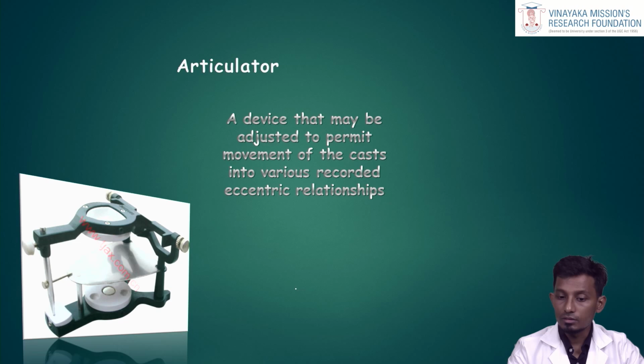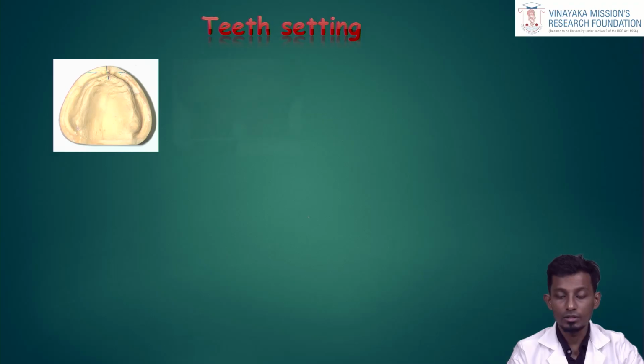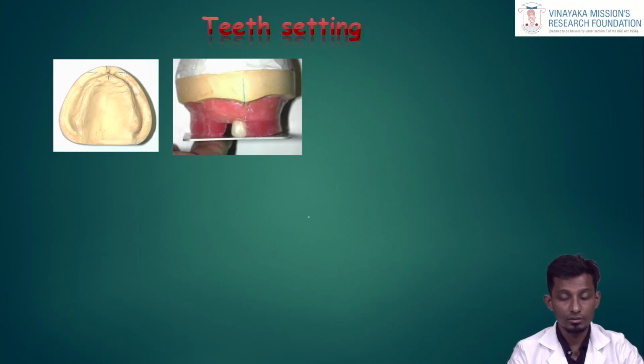Now what is an articulator? A device that may be adjusted to permit movement of the cast into various recorded eccentric relationships. This is a Hanau's articulator, a semi-adjustable articulator which allows more freedom of eccentric movements. Now once it is articulated, we can start with the setting of the teeth.